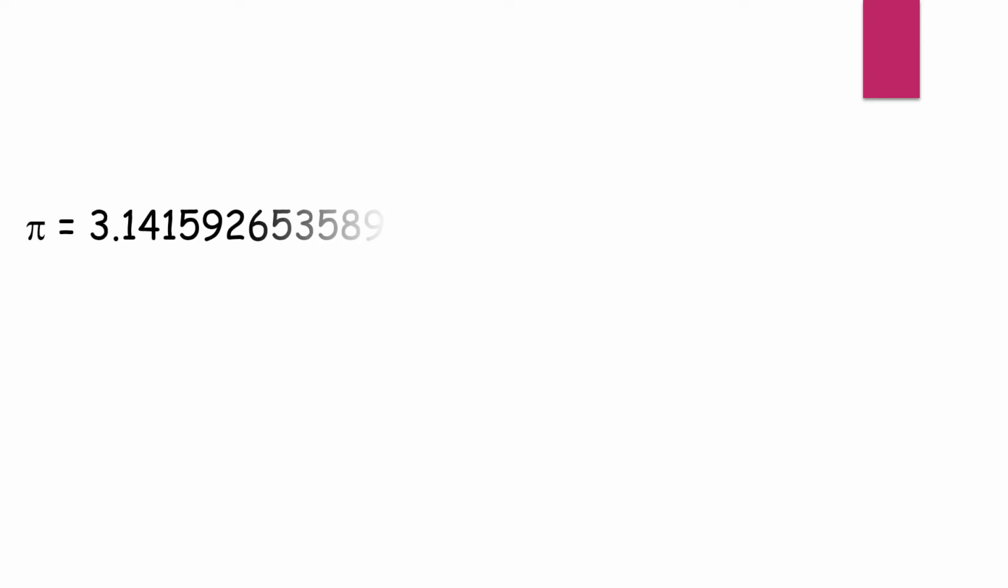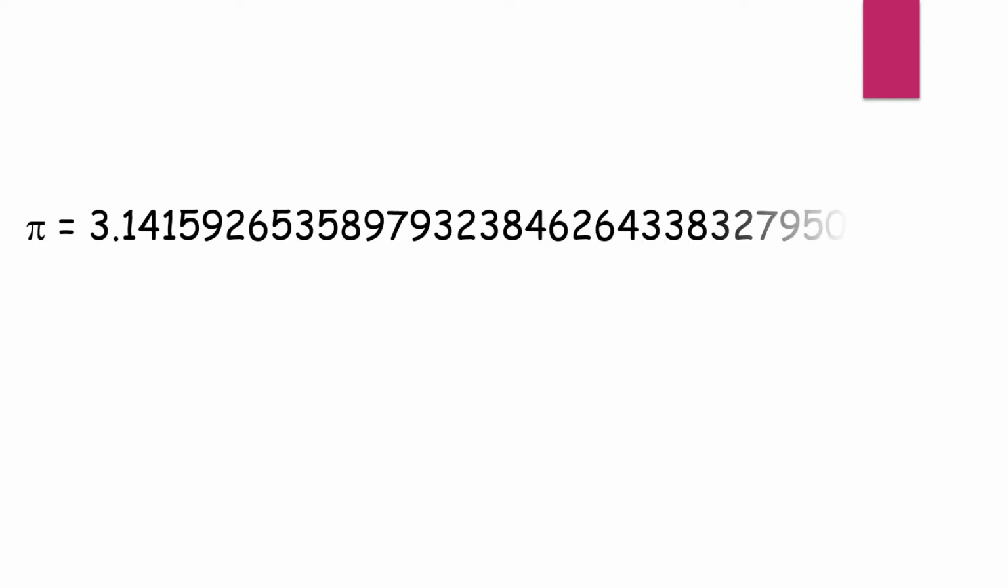Now, pi is 3.14159265358 and so on, and as you can see, it goes on and on and on. Thankfully, we don't have to remember pi to that many decimal places. We're only required to learn it to 2. So pi equals 3.14, or on scientific calculators, we can use the pi button.